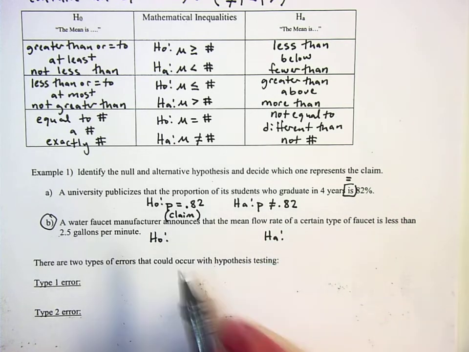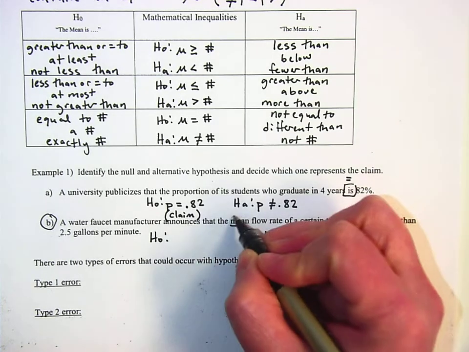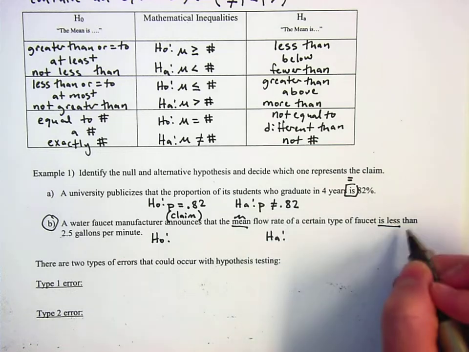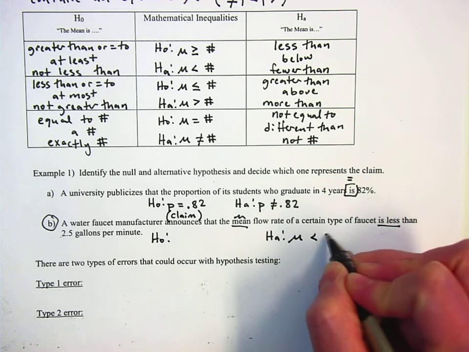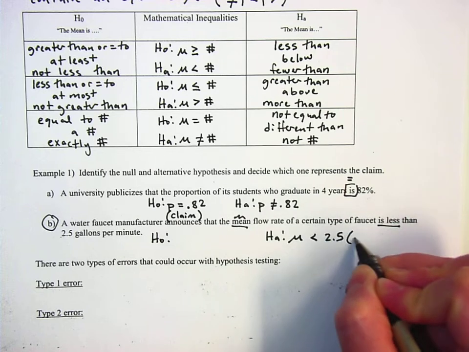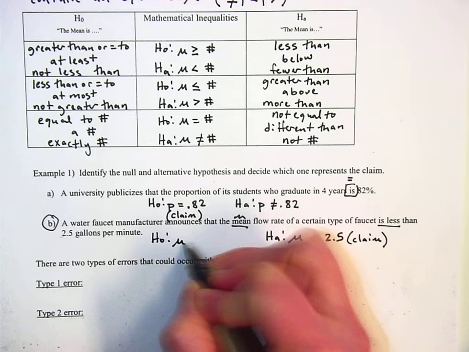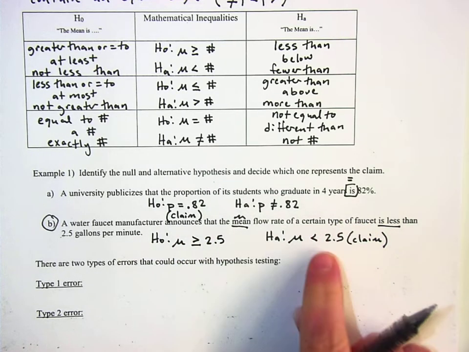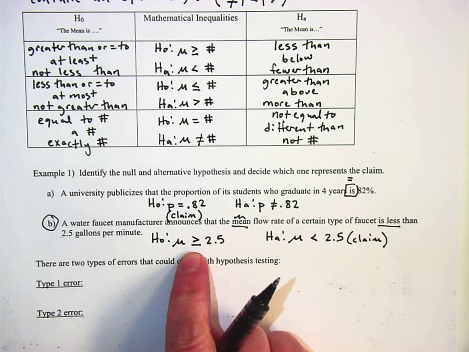Okay, so I'm assuming that you did it. And it says here that the mean, that's mu, flow rate is less than. Less than does not have an equals to in it, so I'm going to write it over here. Mu is less than 2.5. That's the claim. And over here, mu is greater than or equal to 2.5. So they claim that it's less than 2.5, and the opposite of that is that it's greater than or equal to 2.5.